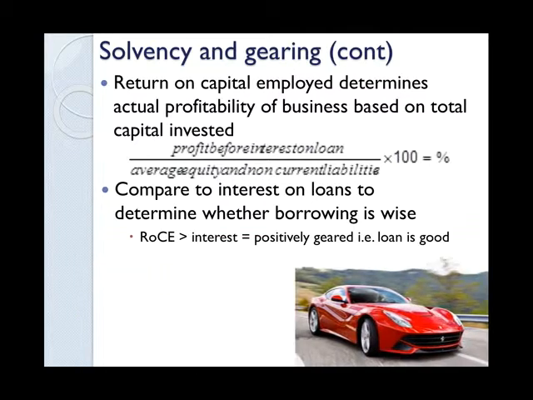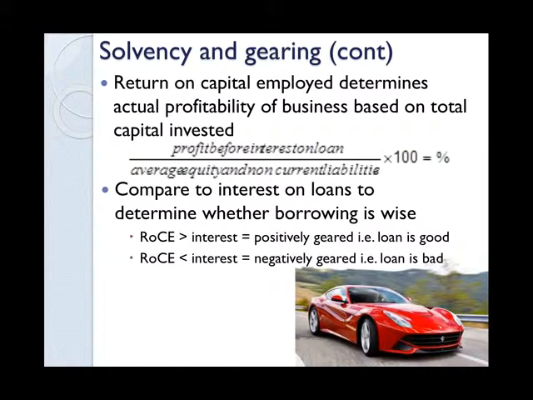One can think of it as a very fast car. If you are highly geared, your car is going very fast. If you are positively geared, you are going forwards. And this is great. You will get where you want to go a lot faster. However, if you are negatively geared, the opposite is true.